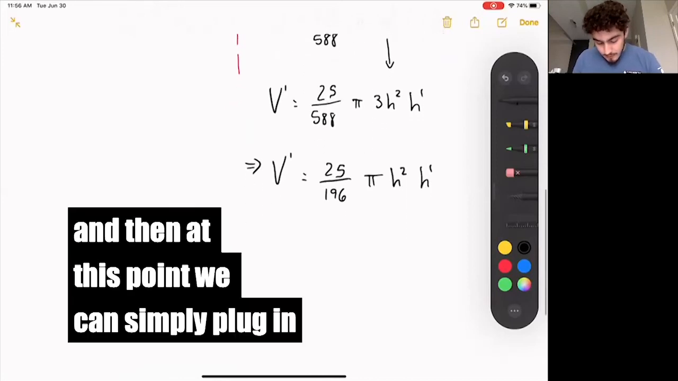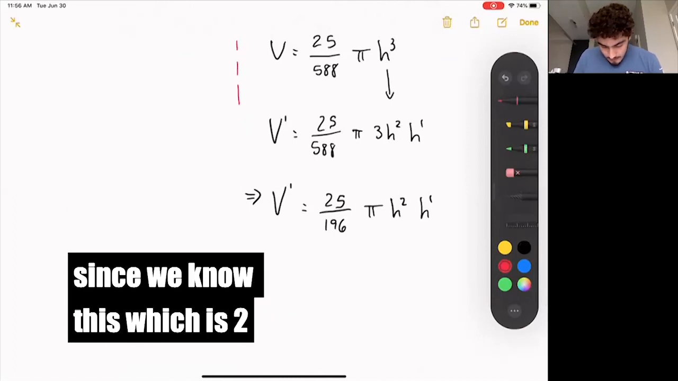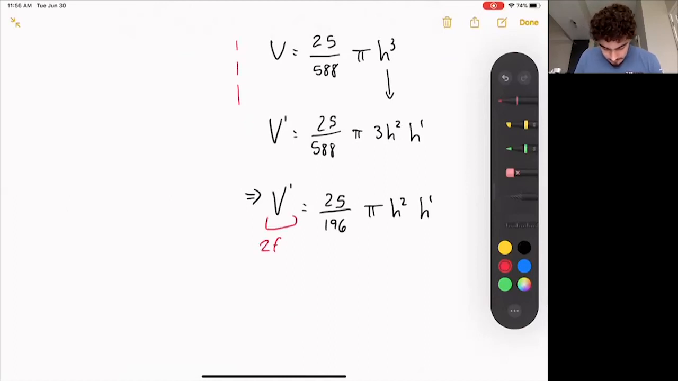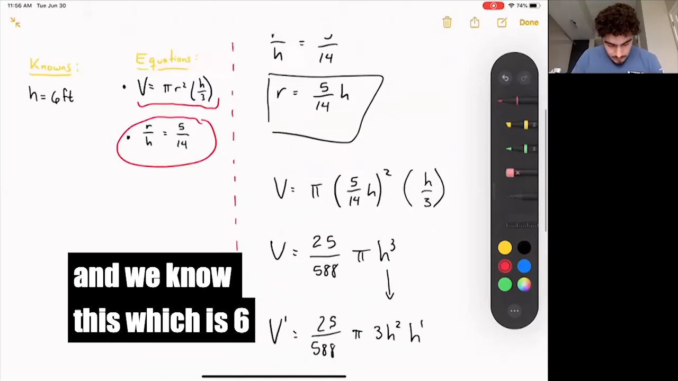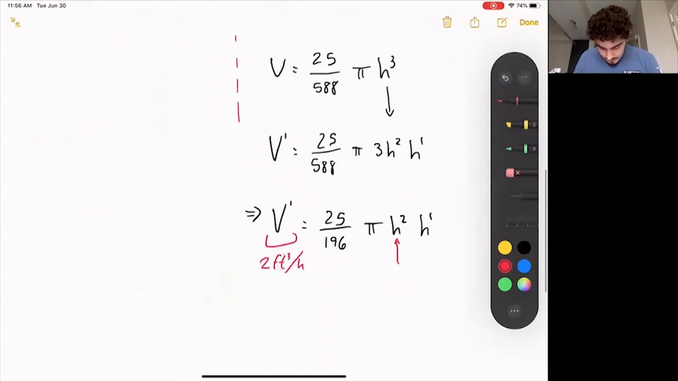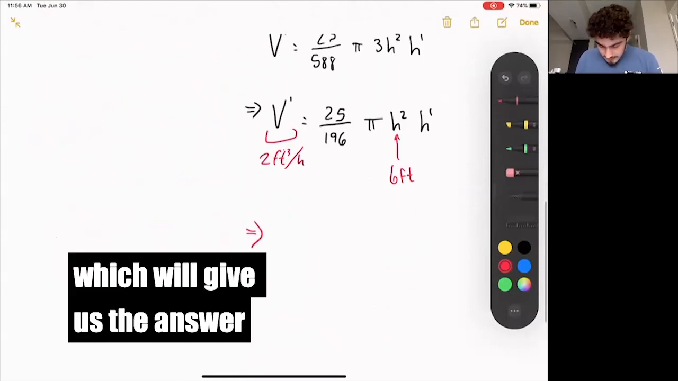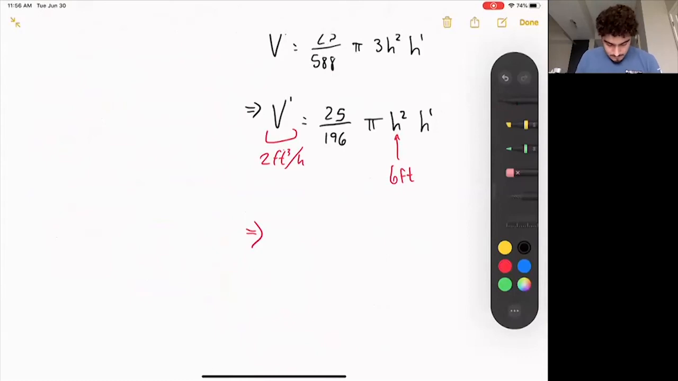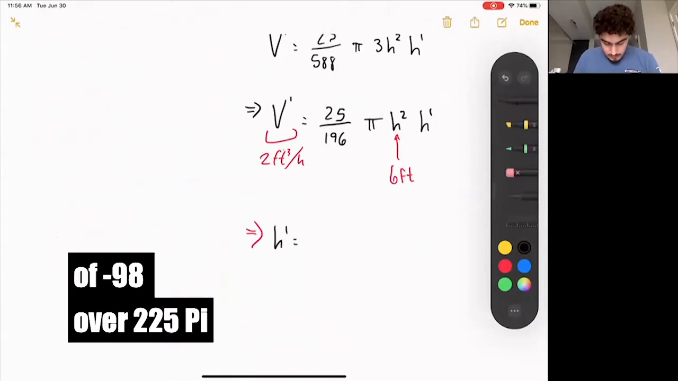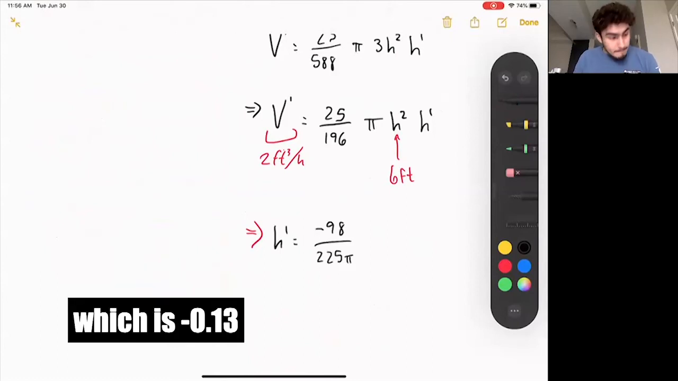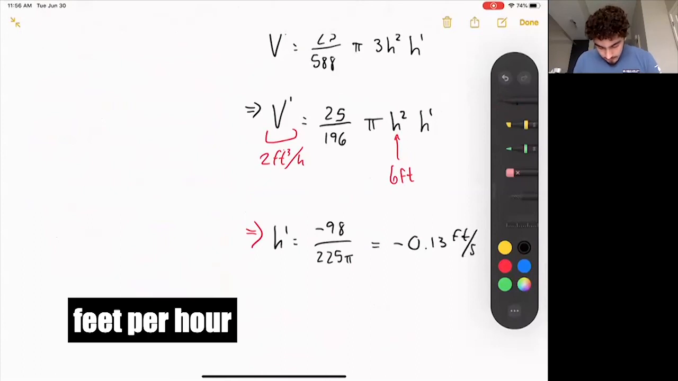And then at this point, we can simply plug in, since we know this, which is 2, and we know this, which is 6. Which will give us the answer of negative 98 over 225 pi, which is negative 0.13 feet per hour.